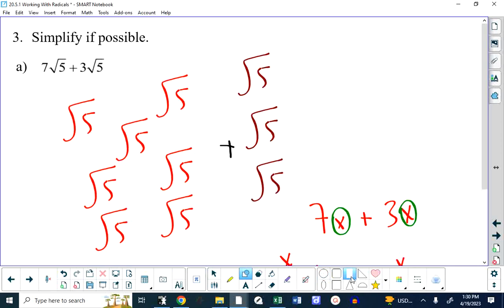I hope you don't have to count those things to see there are 10 of them. Right? Are you with me on that? Okay, it's 10 root 5. So this is what we call in math similar or like terms.